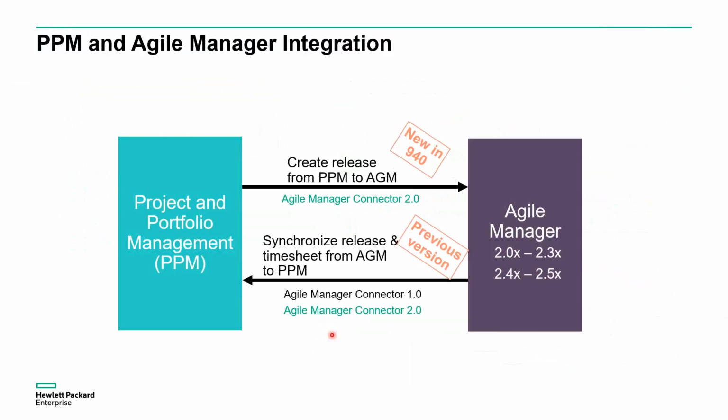Now this particular slide kind of summarizes very simplistically the changes. Down here we have what was available in previous versions, that we can synchronize release information to the work plan in PPM and Agile Management timesheet information. What we've added is the ability for PPM to send, yes, send to Agile Manager, release information. We can now create a release in Agile Manager.